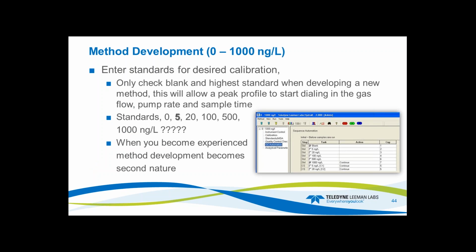First we're going to look at a method from 0 to 1,000 nanograms per liter, or 1 ppb. I'm going to enter in the standards and their desired location, but I'm only going to check the blank and the highest standard when I'm developing a method. This will allow me to do a peak profile by using the system autosampler and do it with automation, so I get the full timing of my system. I'm going to see the probe move, the exact time it moves, and all that will be true to the system. Here I entered in standards of 0, 5, 20, 100, 500, and then 1,000 nanograms per liter.